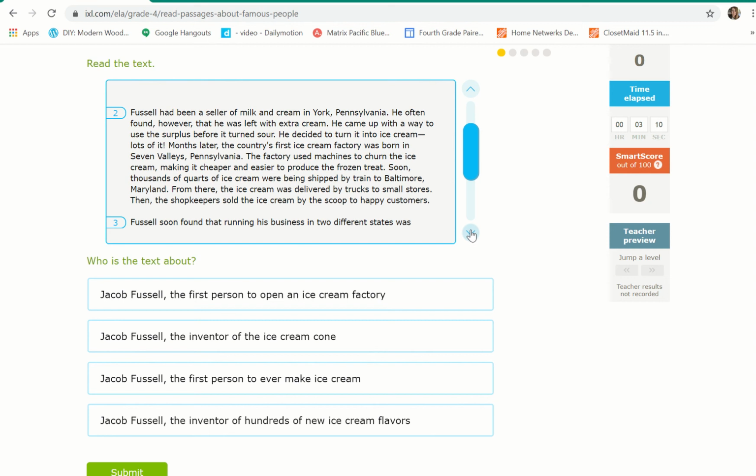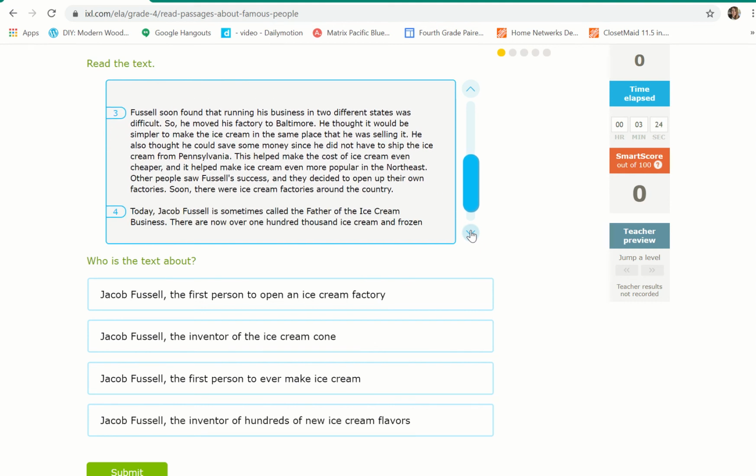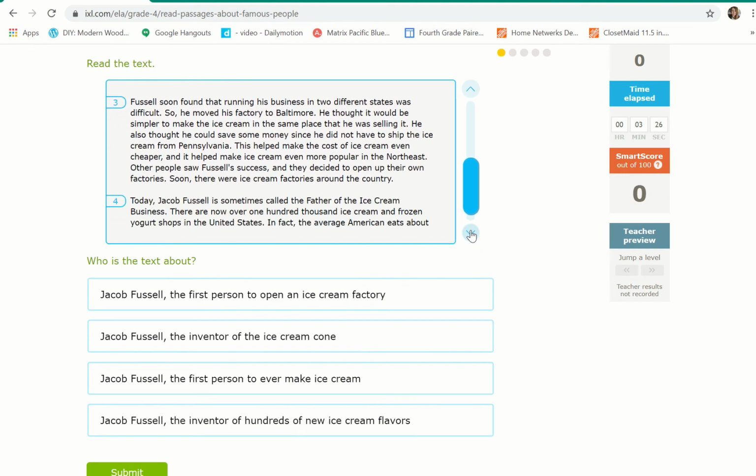Soon, thousands of quarts of ice cream were being shipped by train to Baltimore, Maryland. From there, the ice cream was delivered by trucks to small stores. Then the shopkeeper sold the ice cream by the scoop to happy customers. Fussell soon found that running his business in two different states was difficult, so he moved his factory to Baltimore. He thought it would be simpler to make the ice cream in the same place that he was selling it. He also thought he could save money since he did not have to ship the ice cream from Pennsylvania.